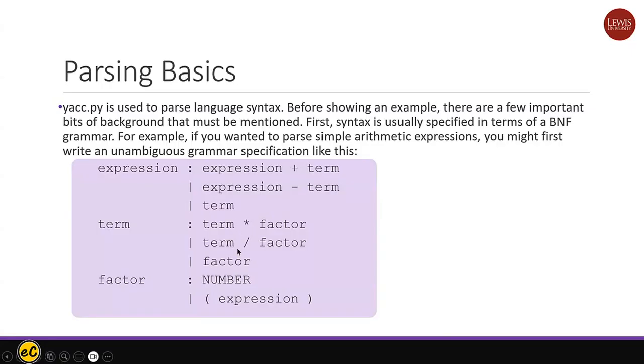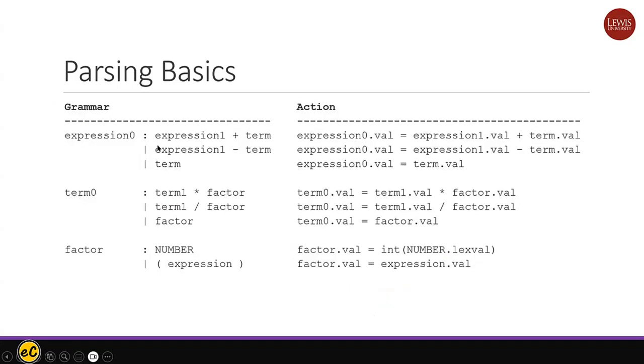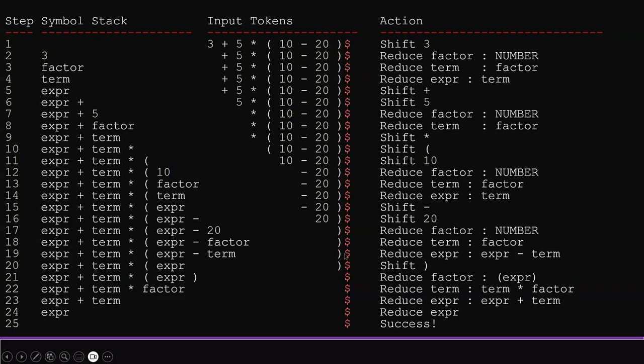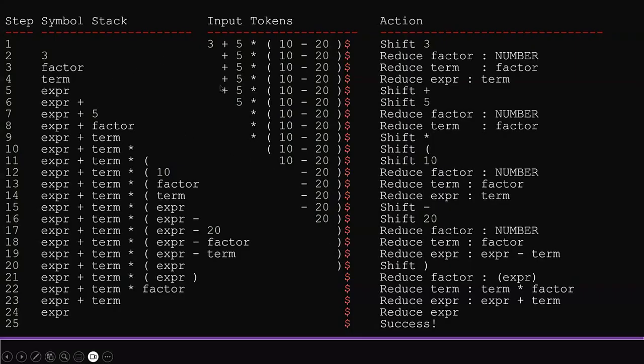Okay, next one we talk about the parser. For the parser, you actually will write your context-free grammar into this kind of extended Backus-Naur form. And you want to have the grammar and action written down. Okay, we talked about this in the previous chapter. So these are the parsing steps when you parse 3 plus 5 times 10 minus 20, and then there are actions and their input tokens and their actions, shift and reduce.